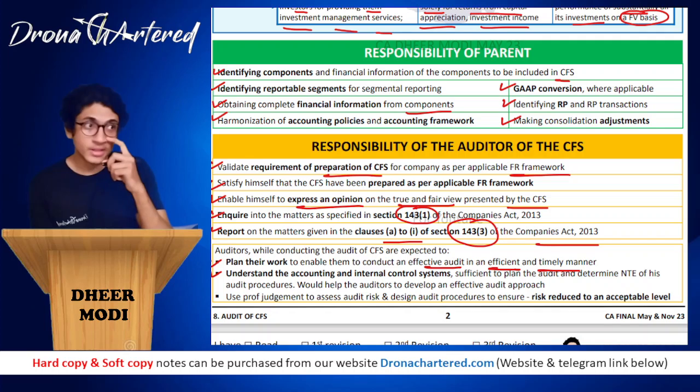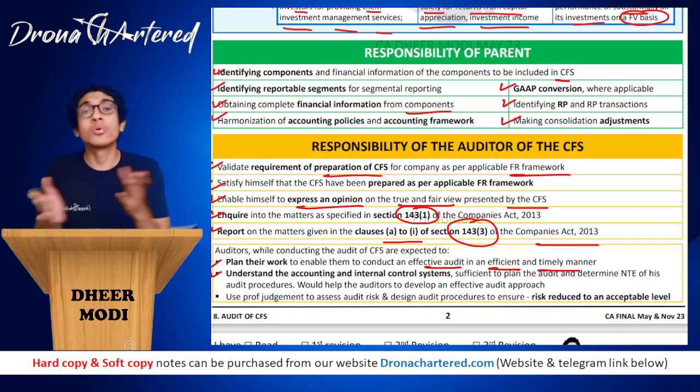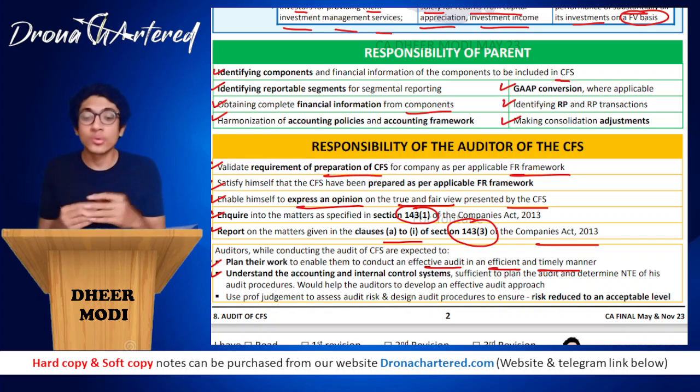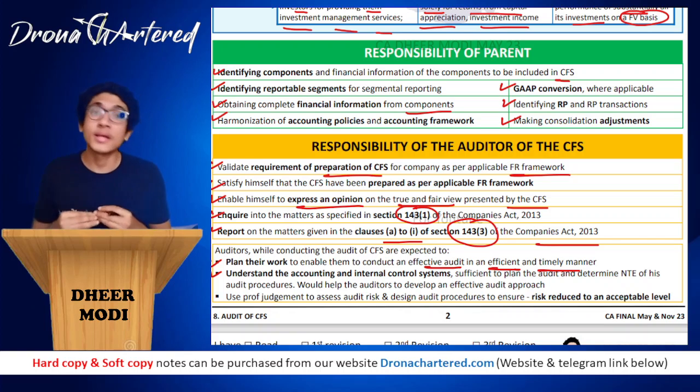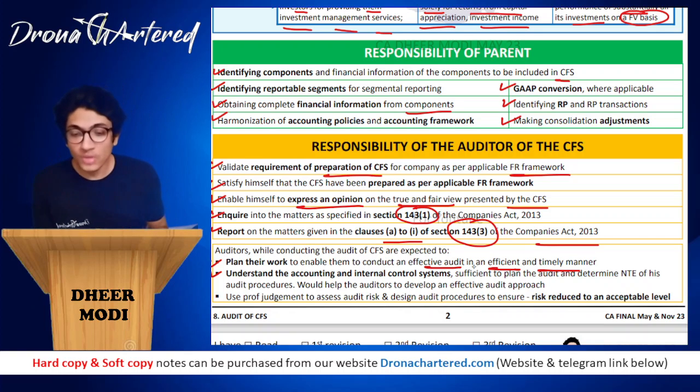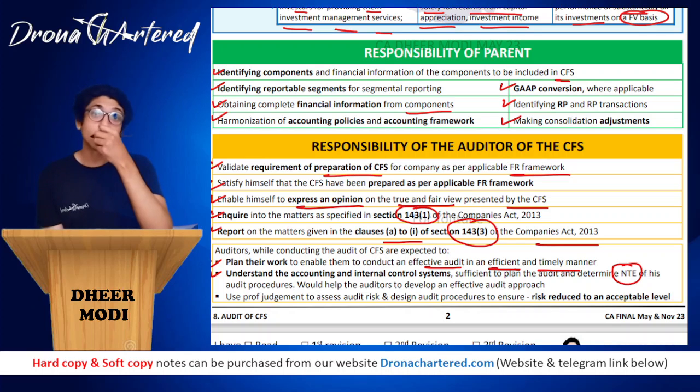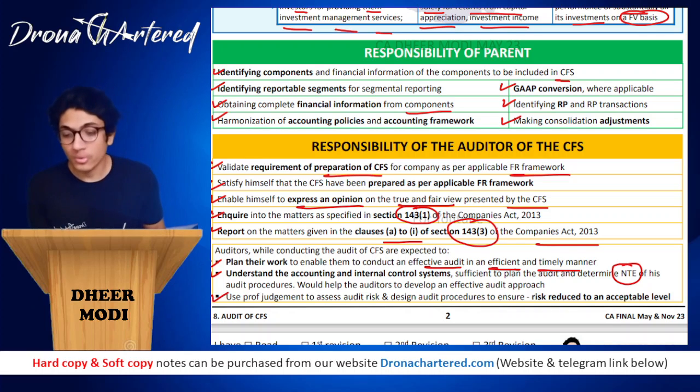So first is plan their work. Now second is understanding the accounting and internal control system, because if you do not understand what the accounting system is, where the entry flows, or what all my internal controls in place are, you will not be able to do an effective audit. Understanding is sufficient to plan the audit and determine the nature, timing, and extent of audit procedures, which helps the auditors develop an effective audit approach. Only when you understand this will you be able to develop a proper approach.